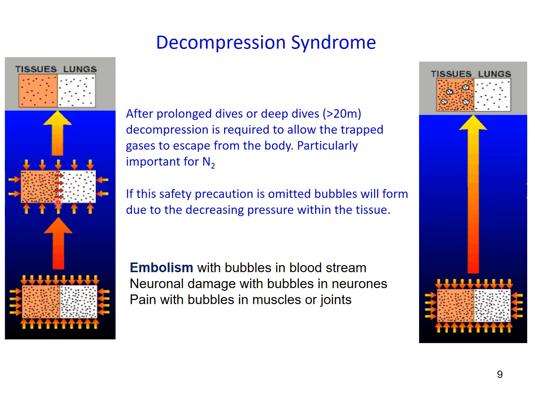So this step is known as decompression. If you do not do this, or if you ascend too quickly, you're going to get decompression syndrome. What happens here is that all these dissolved gases, especially nitrogen, will come out very quickly from your tissues into your blood, and that can lead to embolism, which are bubbles that can damage your neurons, your muscles and joints, and they can be very painful in the mild cases. But in severe cases, this can lead to paralysis or even death.